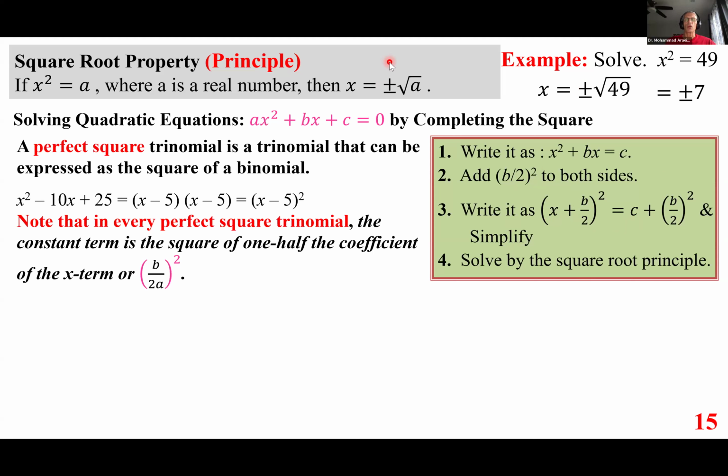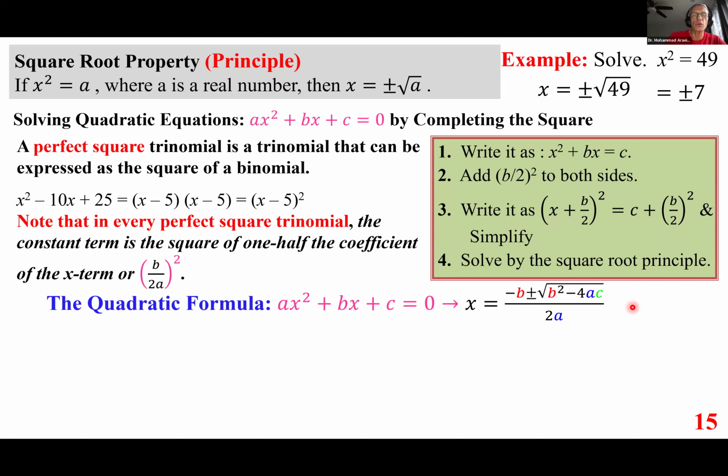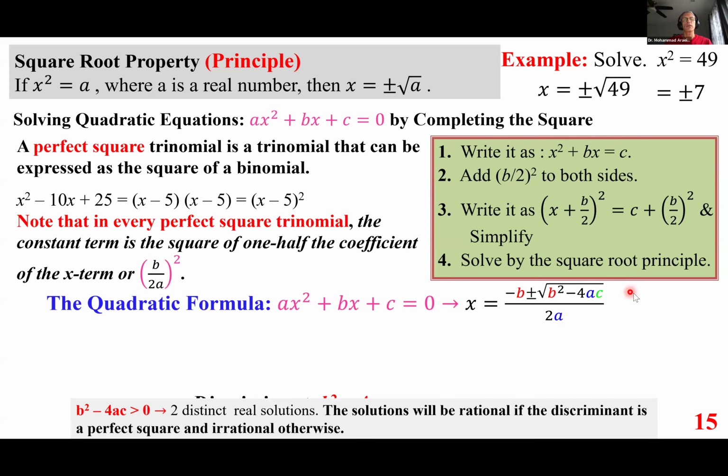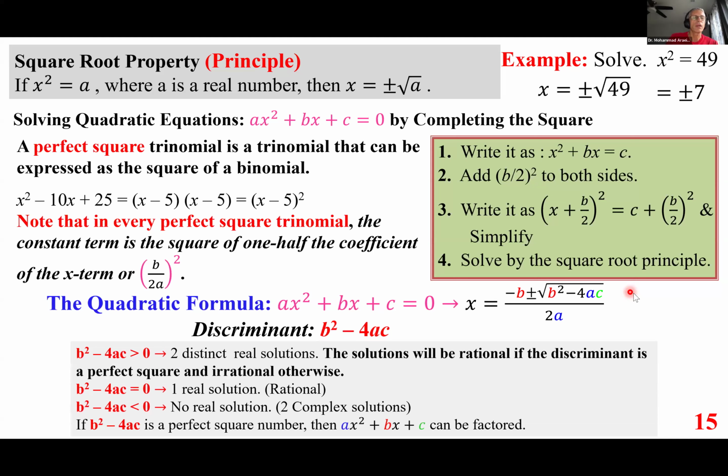And when you work on that, it gives you the formula known as the quadratic formula, where x is minus b plus or minus the square root of b squared minus 4ac, over 2a. And what's underneath the radical plays a very important role. It's called the discriminant. When b squared minus 4ac is positive, you have two distinct real solutions. The solutions will be rational if the discriminant is a perfect square and irrational otherwise.